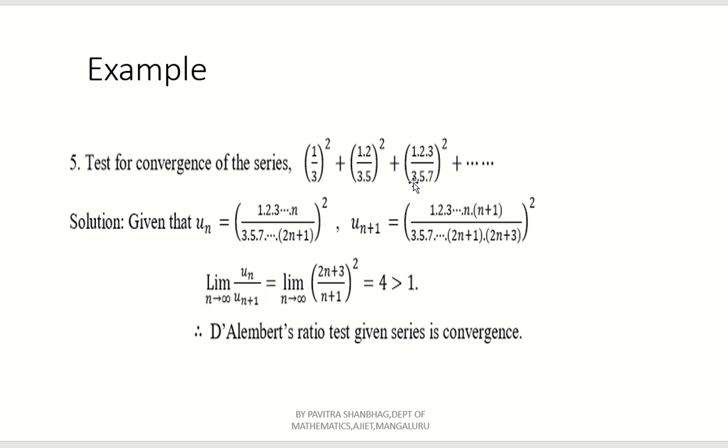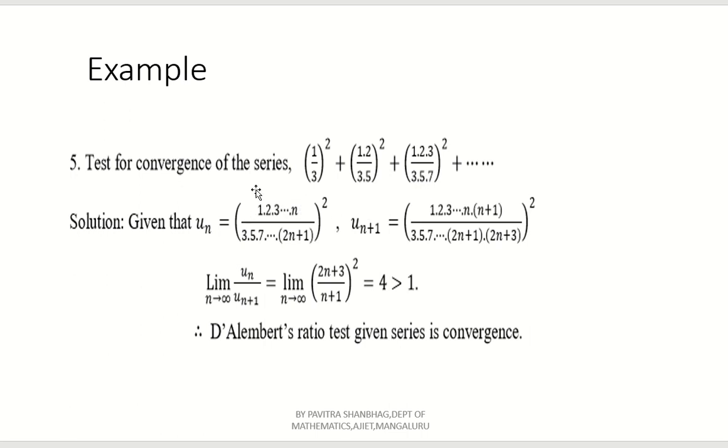So 2n minus 2 plus 3, that means 2n plus 1 remains. So what is un? 1 into 2 into 3 into up to n divided by 3 into 5 into 7 up to 2n plus 1. It's a whole square, right? What is un plus 1? Just replace n by n plus 1.